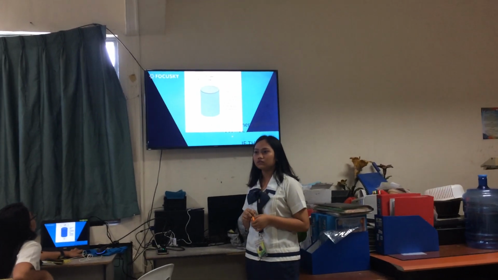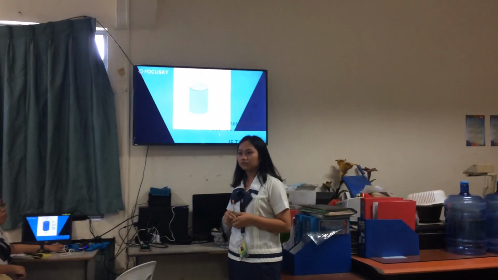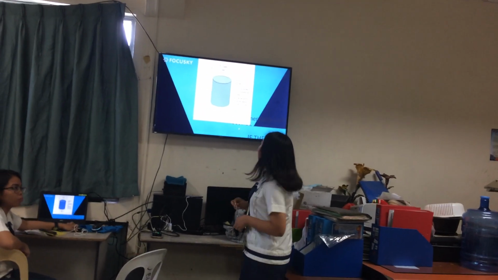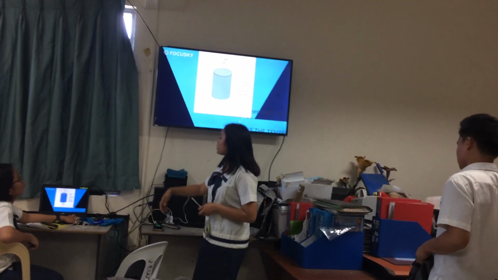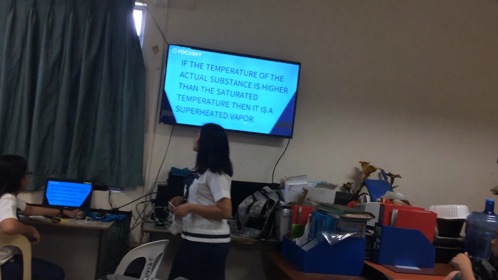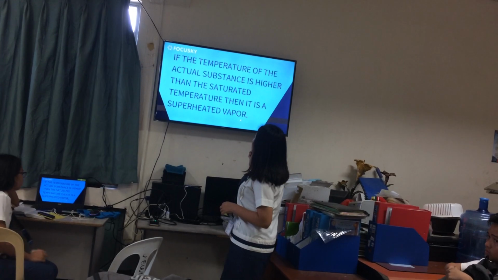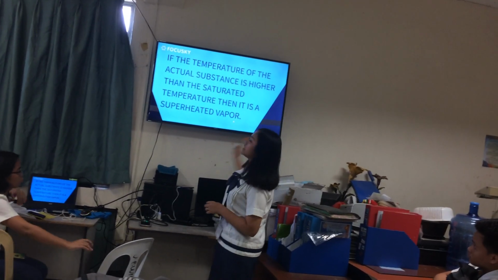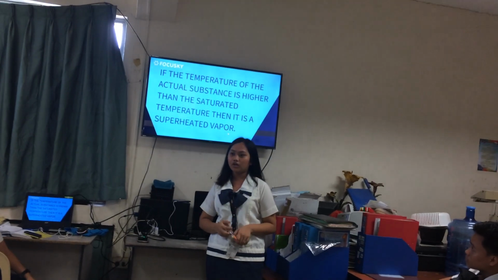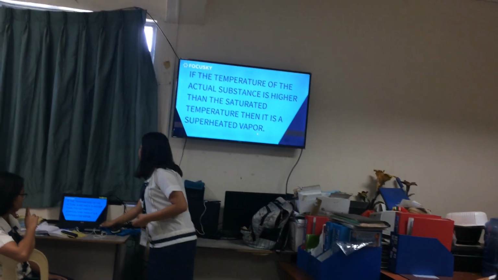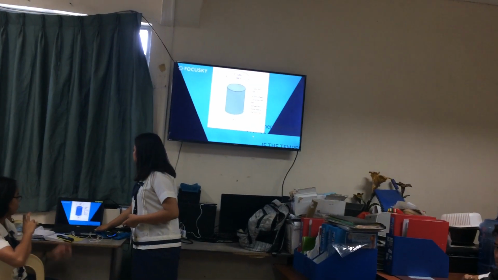100 degrees Celsius is the maximum saturation of water, so below that it is saturated water. If the temperature of the actual substance is higher than the saturated temperature, then it is superheated. So it is above 100 degrees Celsius, above the saturated temperature, even if it is just 101 degrees Celsius.